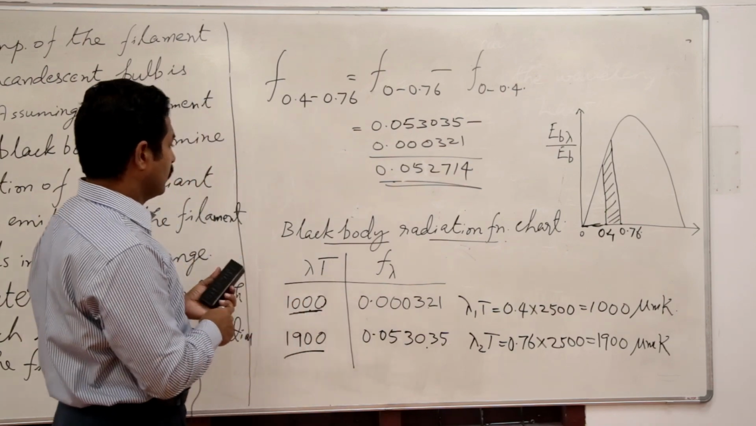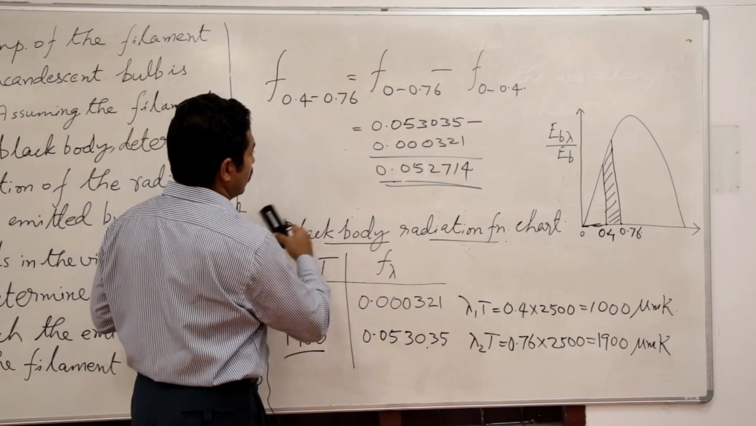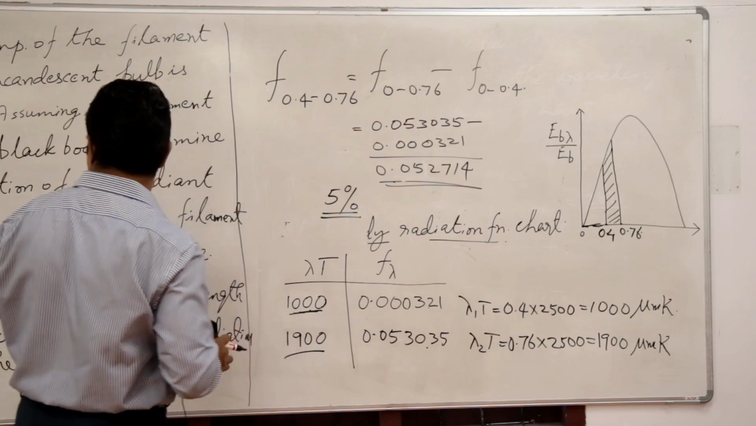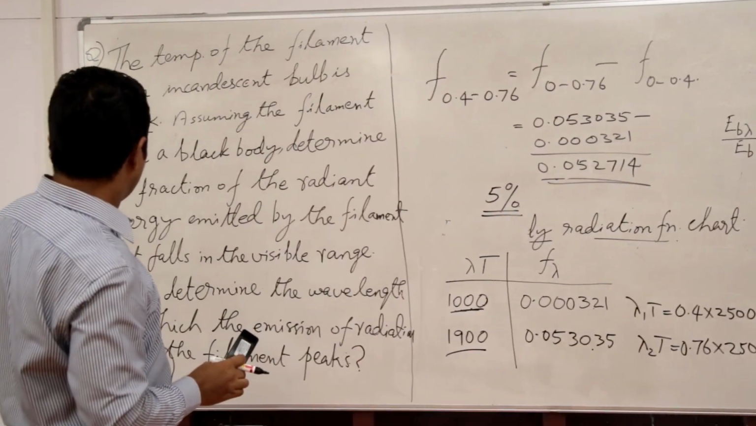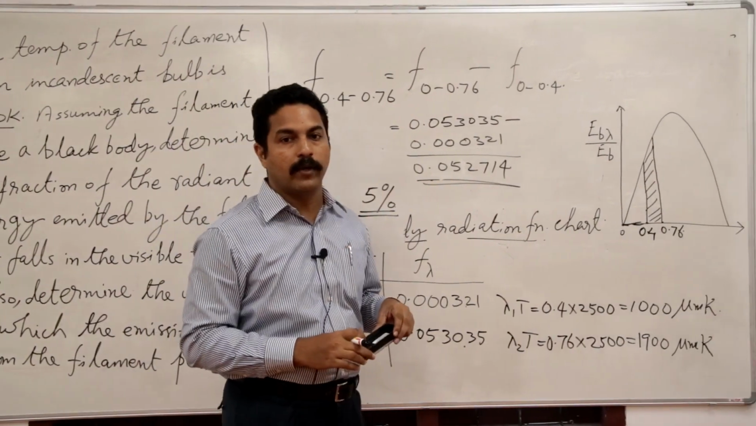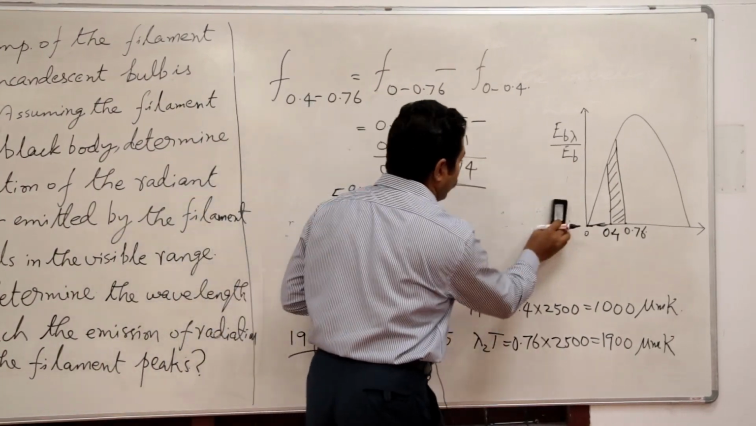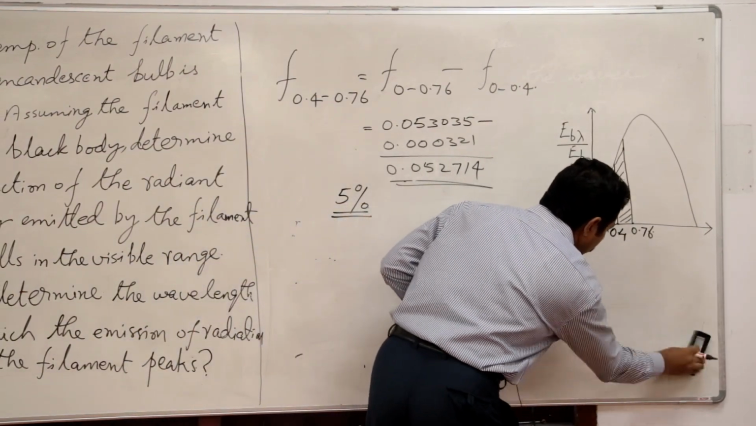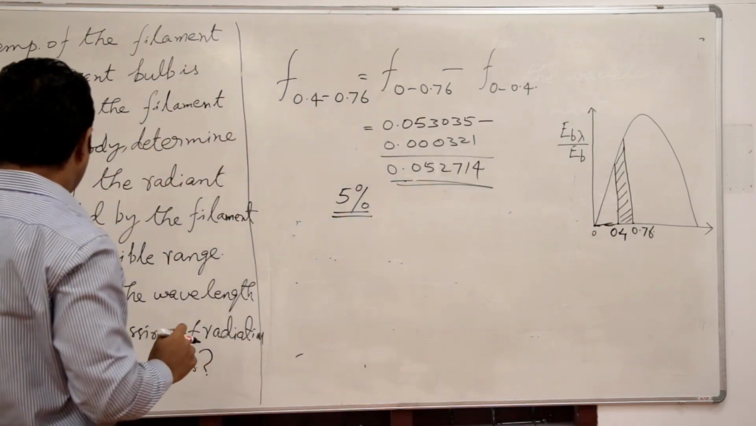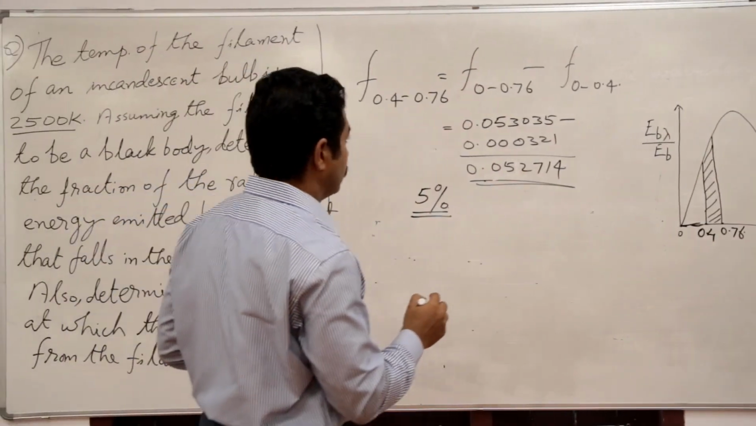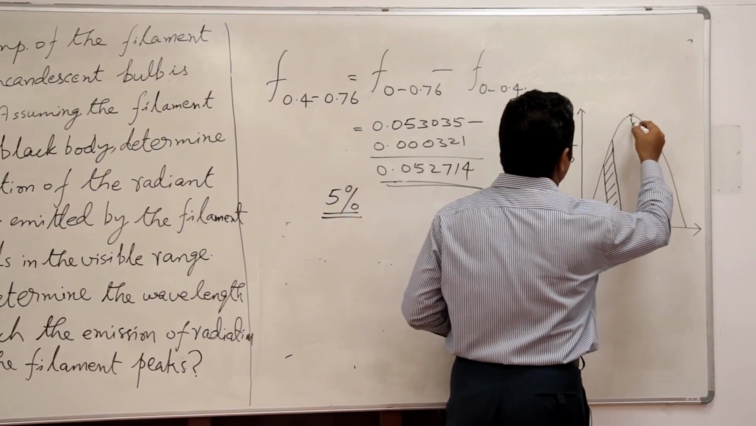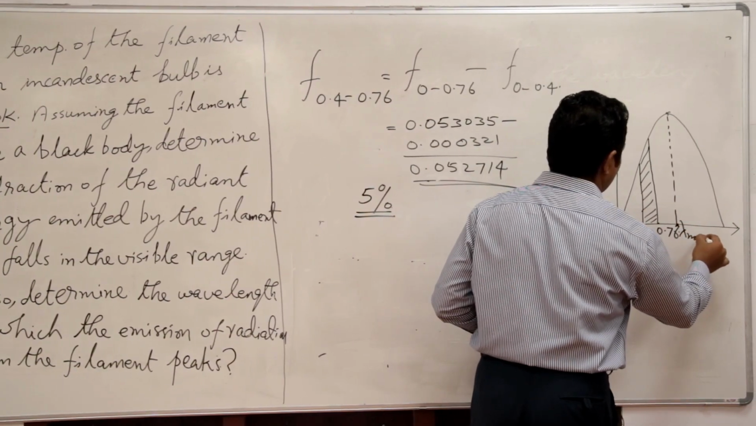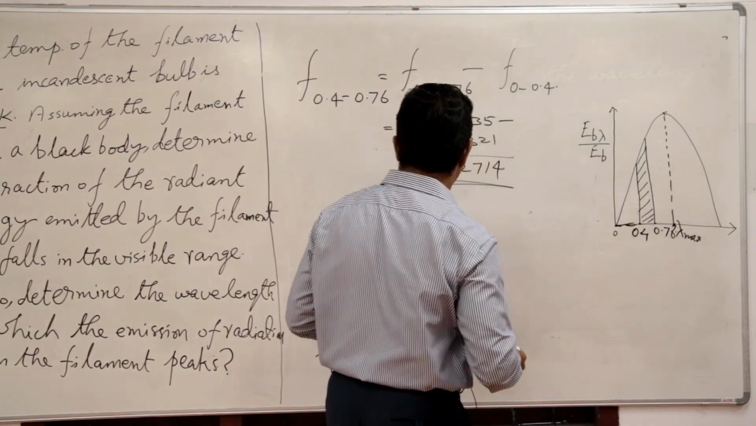Then the second part. Now we are getting 5%. So we can say that only 5% of the radiant energy emitted by the filament falls in the visible range. Then how to find out the second part? The second part is to determine the wavelength at which the emission of radiation from the filament peaks. This is the maximum value of emission at a particular wavelength.